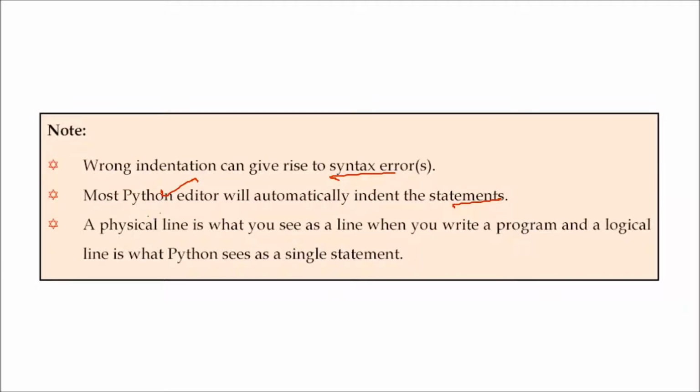And the physical line is what you see as a line when you write a program. This is a physical line. And a logical line is what Python sees as a single statement. What you see is the line, but that is a physical line. But what the Python interpreter sees is a logical line.